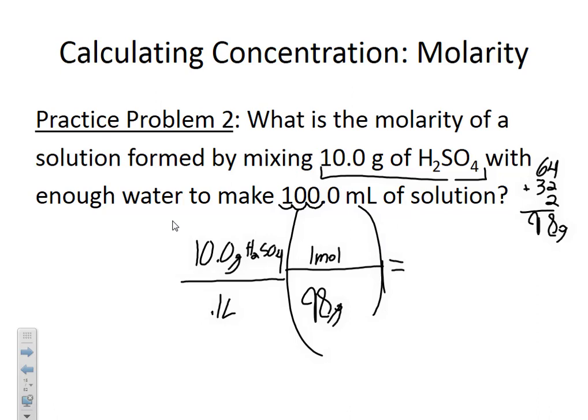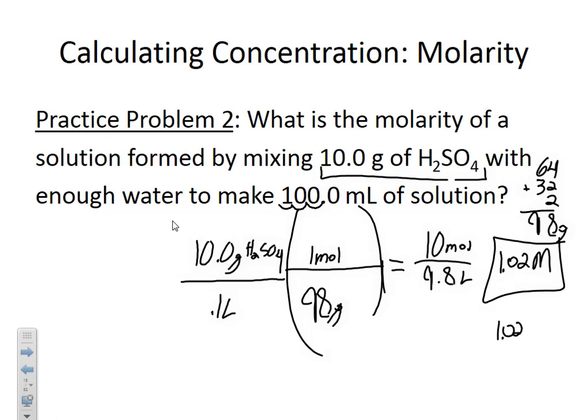I have 10 on top, and that's in moles, divided by 0.1 times 98, which is going to be 9.8. So this is 10 moles per 9.8 liters. I want to reduce that, so 10 divided by 9.8 gives me a molarity of about 1.02 molarity. What does that tell me? Well, this tells me that there is 1.02 moles of solute per 1 liter of solvent.